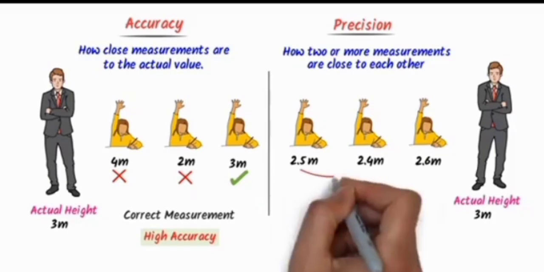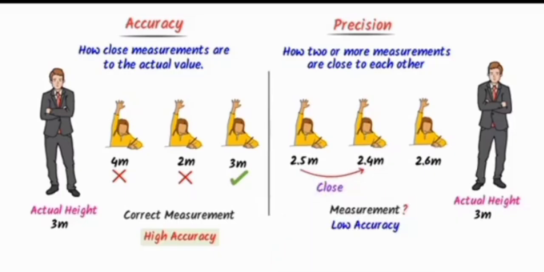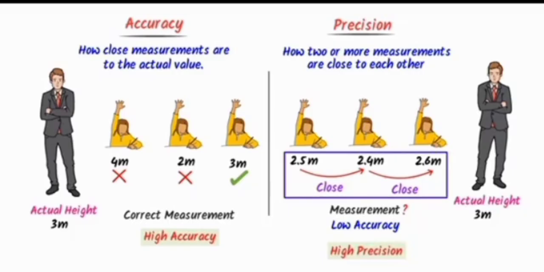But here, this 2.5 meter is close to 2.4 meter. And this 2.4 meter is close to 2.6 meter. These measured values are close to each other, hence this measurement has high precision. Therefore we say that this measurement has low accuracy but high precision. Hence note down these important concepts.